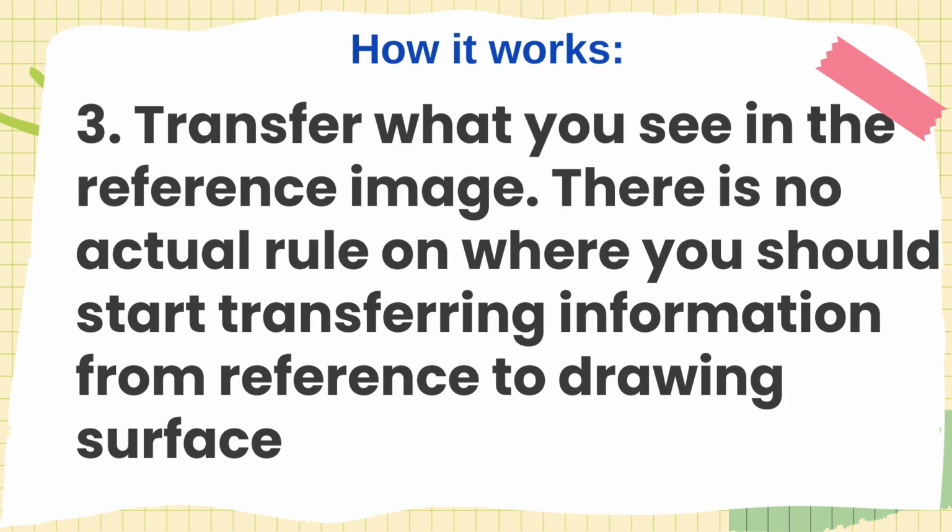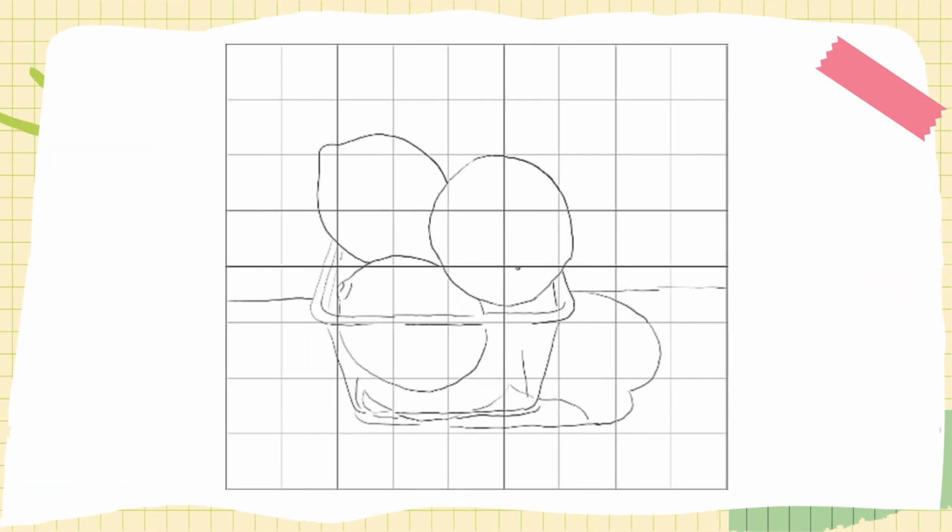Three. Transfer what you see in the reference image. There is no actual rule on where you should start transferring information from reference to drawing surface. The important thing is to copy each reference element block by block, to place initial drawing lines and marks to complete the illustration.